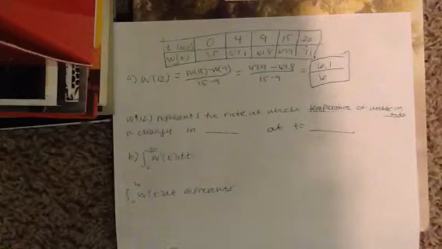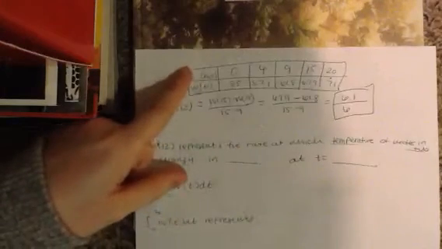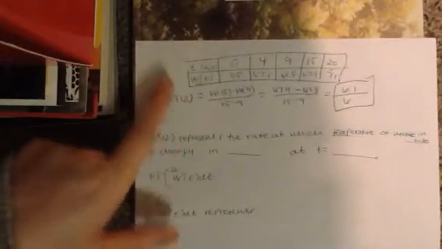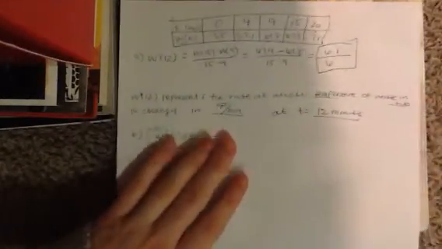Now we need to put our units. So the units are going to be the units of W divided by time, because that's what we're doing when we take the derivative, dW/dt. So that's going to be degrees Fahrenheit per minute. And then we just put at what time. So at t equals 12 minutes. And there's our answer.